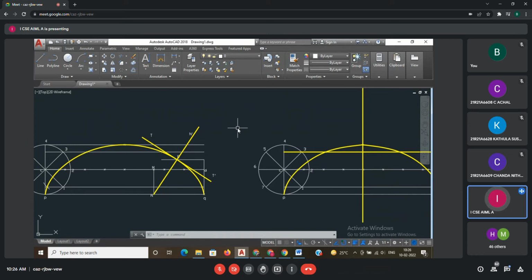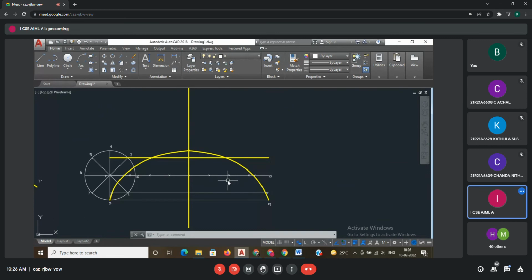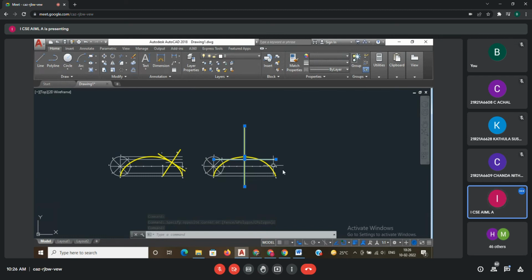Suppose if you draw like this, like in the second question, you are saying that this is tangent, this is normal. Means they will think that you don't know the procedure. Okay, this way you have to draw the cycloid.